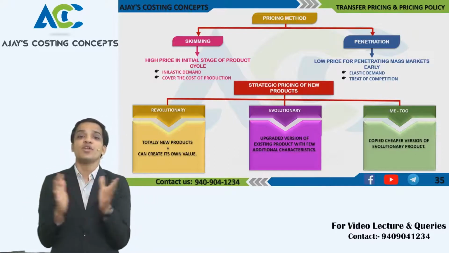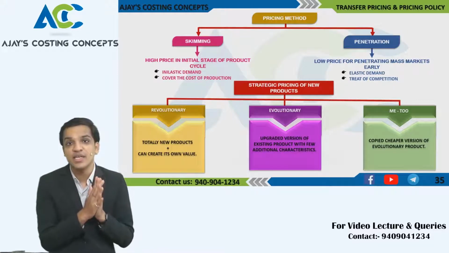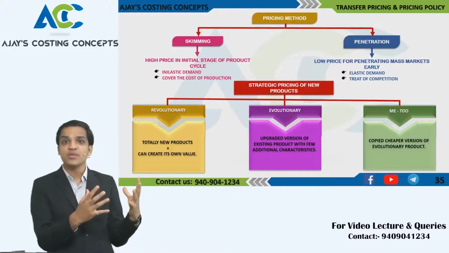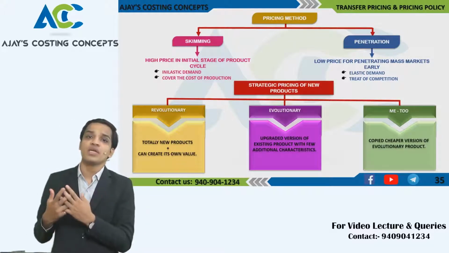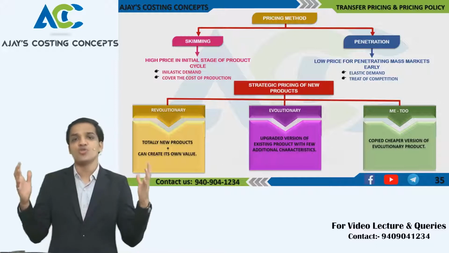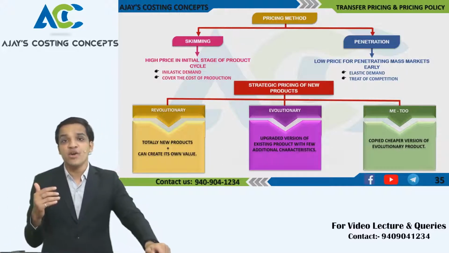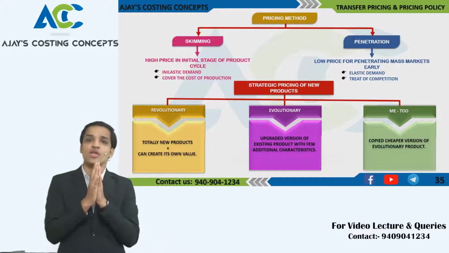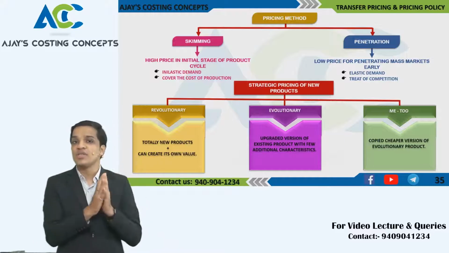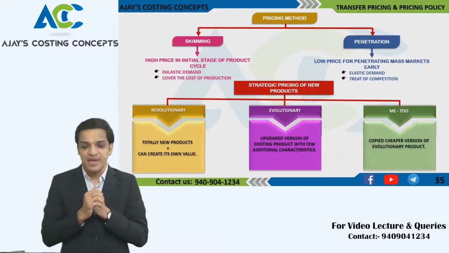McDonald's introduced a revolutionary product, Mac meals, in the initial phase. So they have their own customer value, their own kind of customers. They do not compete with the other products in the market. They are absolutely revolutionary to the market, something which nobody is offering till now, and that is the reason why they have totally new products. They create their own value. This is strategically how you enter into the market.